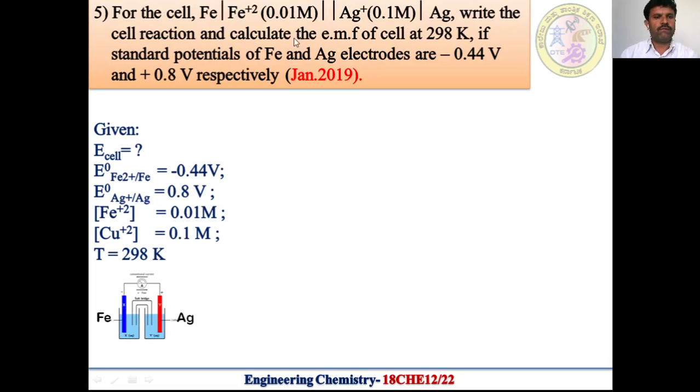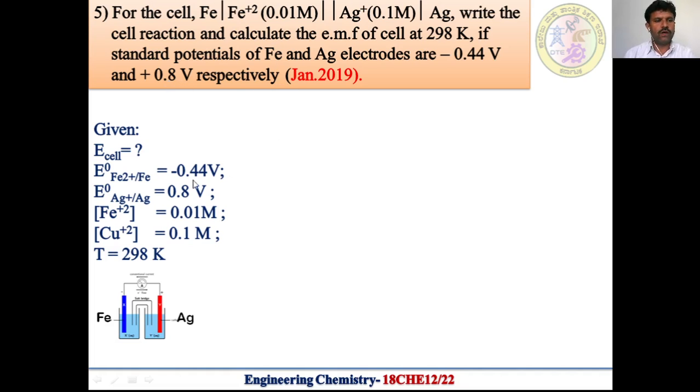Let's move to problem number 5. It appeared in the January 2019 question paper. For the cell Fe | Fe2+ (0.01 molar) || Ag+ (0.1 molar) | Ag, write the cell reaction and calculate the EMF of the cell at 298 Kelvin, if the standard potentials of Fe and Ag electrodes are minus 0.44 volt and plus 0.8 volt respectively.